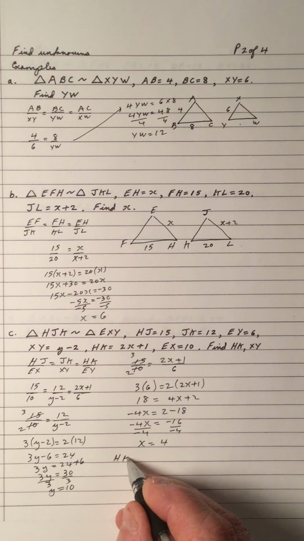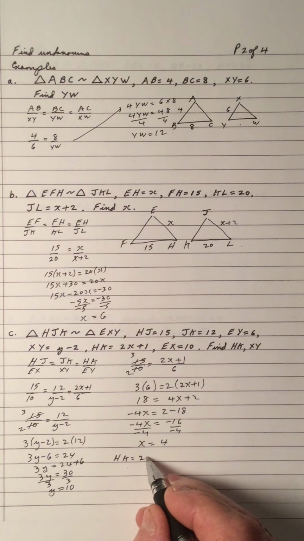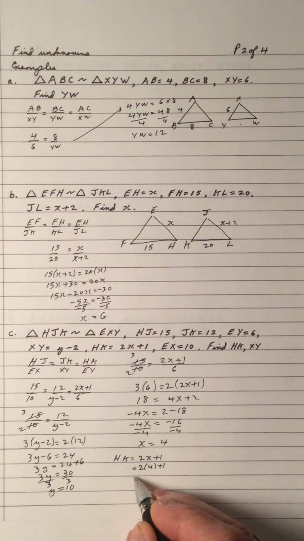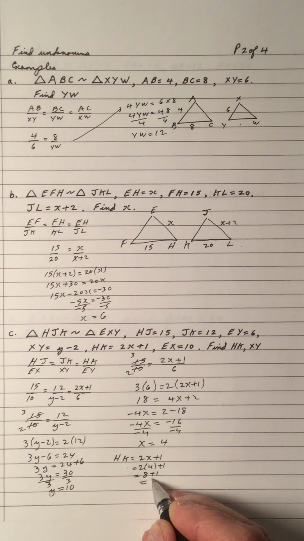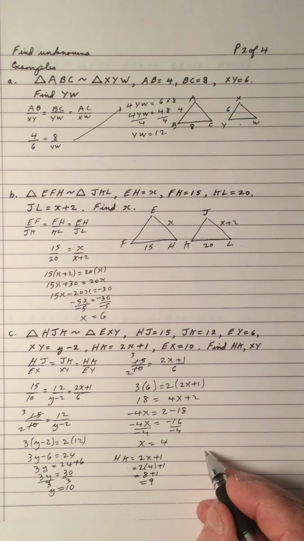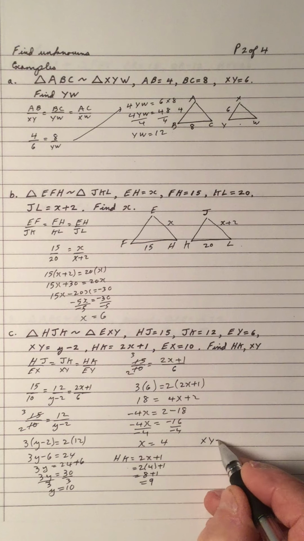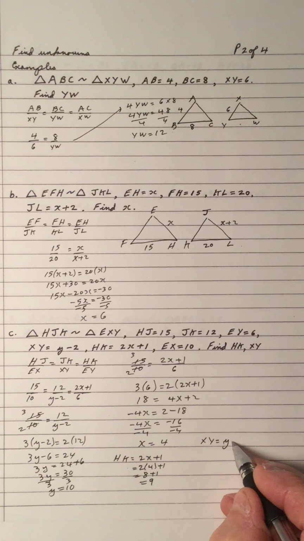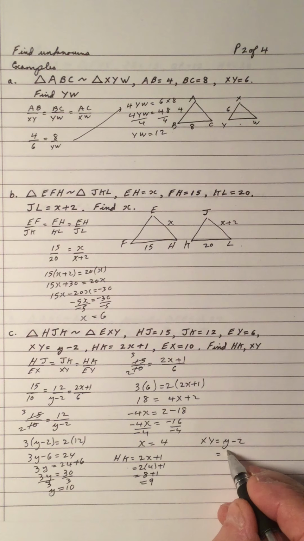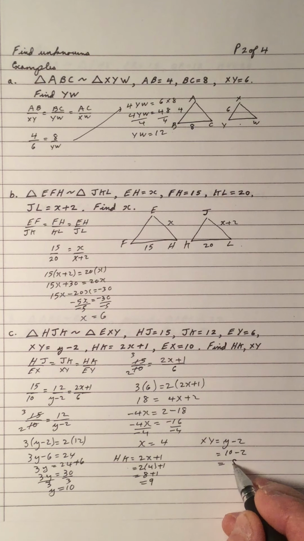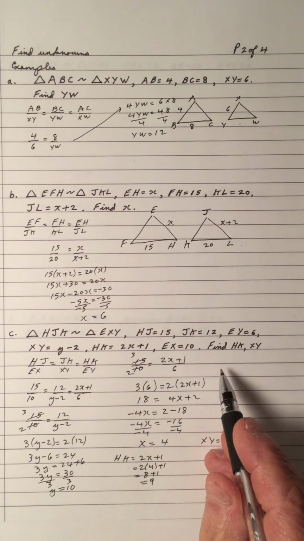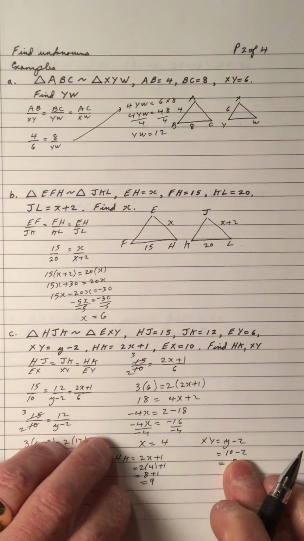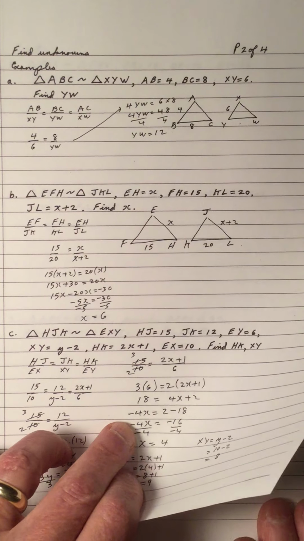So now we still haven't found HK, so I've got to put HK in. HK is 2x plus 1. x is 4, so it's 2 times 4 plus 1. 8 plus 1 is 9. And we've got to find what XY is. XY is Y minus 2. Y is 10, so 10 minus 2 is 8. So in this problem, you had to get the values of x and y first and then substitute them in to get what HK and XY are. So just be careful of what you're doing.